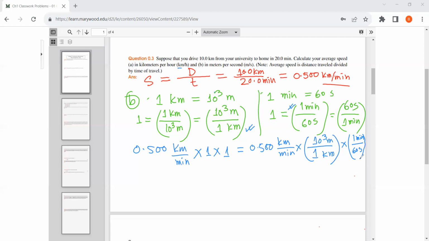Now cancel kilometer and minute. What we have here is 0.500 times 10 to the power 3 divided by 60, and the only things we are left with are meter and second. So you see that now our result is in meter per second. If you do this math in your calculator, you should get something like 8.33 meter per second.